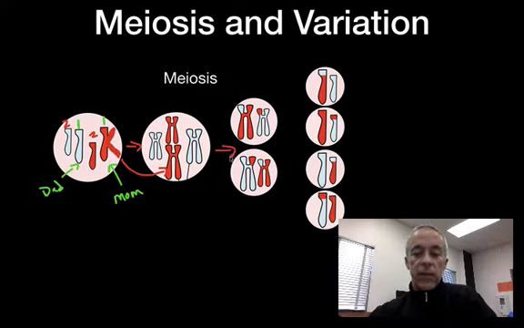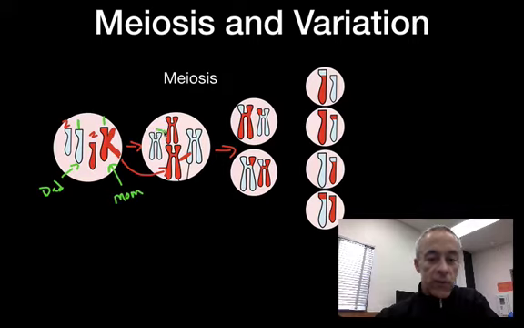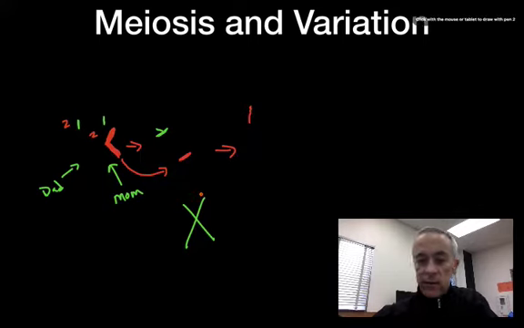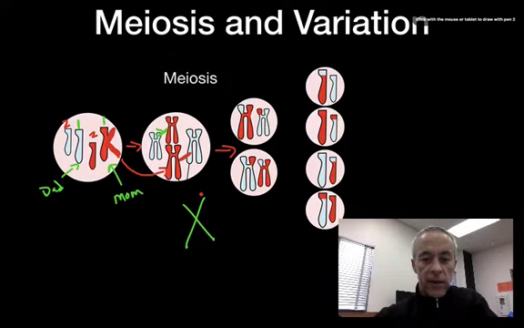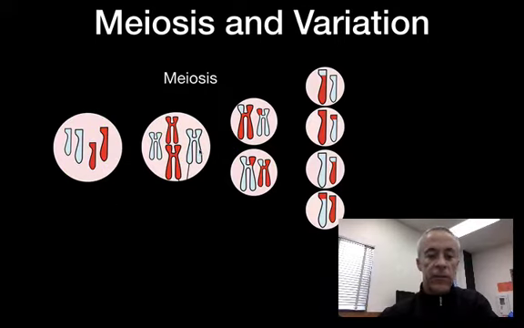In the next step, you'll notice we've gone from four chromosomes to two. The other thing you'll notice is that this one is not all red and this one is not all blue. This one is red with a little bit of blue, and this one is blue with a little bit of red. What happened is the two copies of chromosome number 1 and the two copies of chromosome number 2 lined up side by side, and they go through a process that we refer to as crossing over.